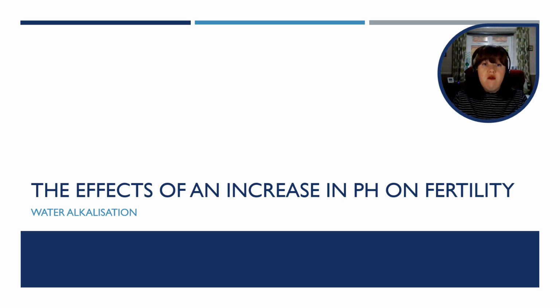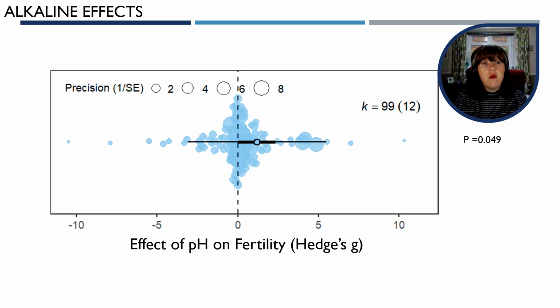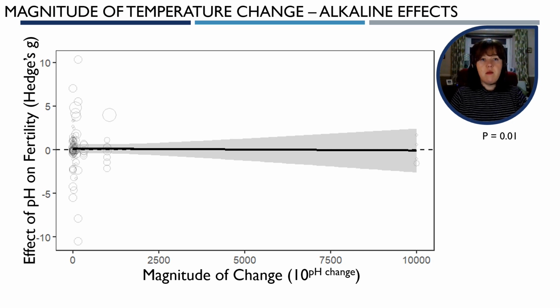We then looked at the overall effect of alkalization on the fertility of aquatic animals using the small subset of effect sizes we extracted. This is the overall model for the effect of increasing pH or becoming more alkaline. We found a significant positive effect of alkalizing pH changes, suggesting that fertility is likely to increase if there is an increase in pH. I then looked at the magnitude of the alkalizing change and whether that impacted the effect on fertility, and found a significant relationship. As the magnitudes get larger, the effects become more negative.